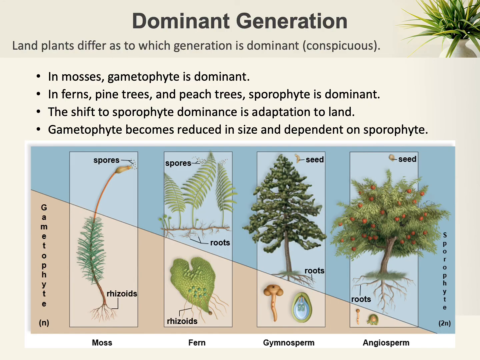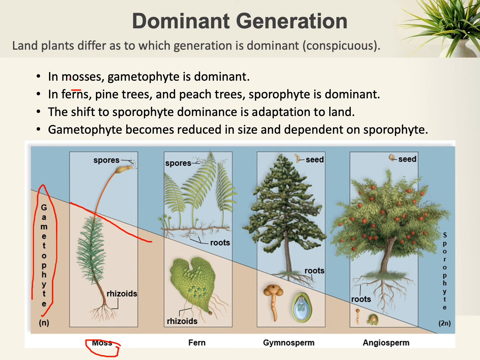Lastly, we will go into the dominant generation. Land plants differ as to which generation is dominant, that is, which is more conspicuous, or more clearly visible. In plants such as the mosses, the first one here, which are bryophytes, the gametophyte is dominant. You can see here the gametophyte is dominant.